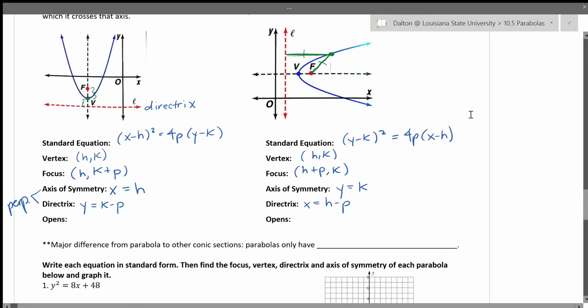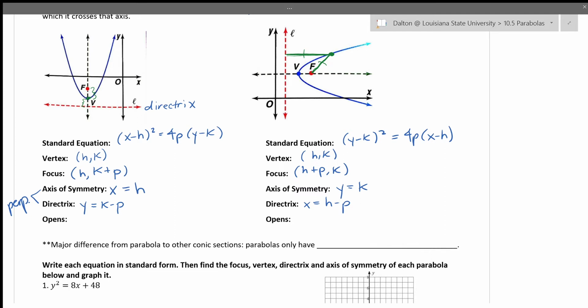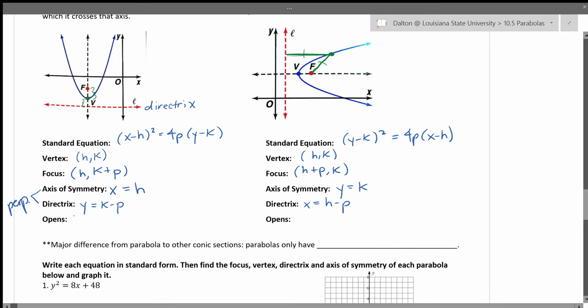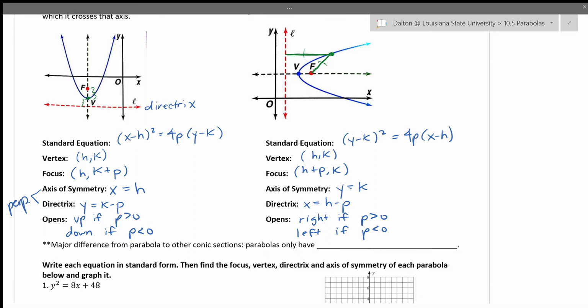Okay. The last thing to note is the easy part, and it's very conceptual: our parabola is going to open up if p is positive, or p is greater than 0, and it'll open downward if p is negative, or less than 0. And as you can probably guess, in the other orientation, it's going to open to the right if p is positive, and open to the left if p is negative. So these are all the different key features of parabolas in standard form like this.